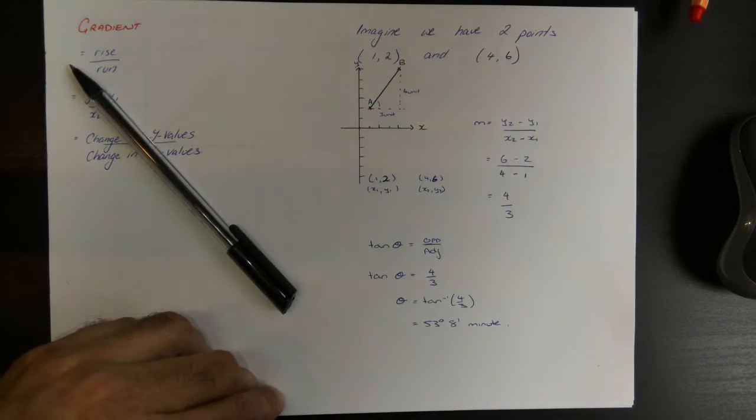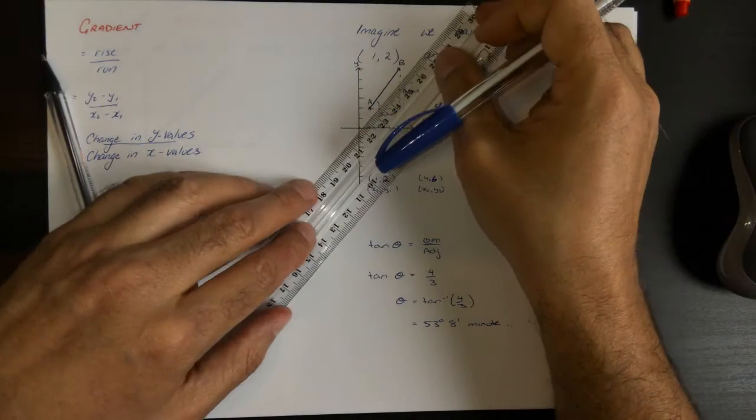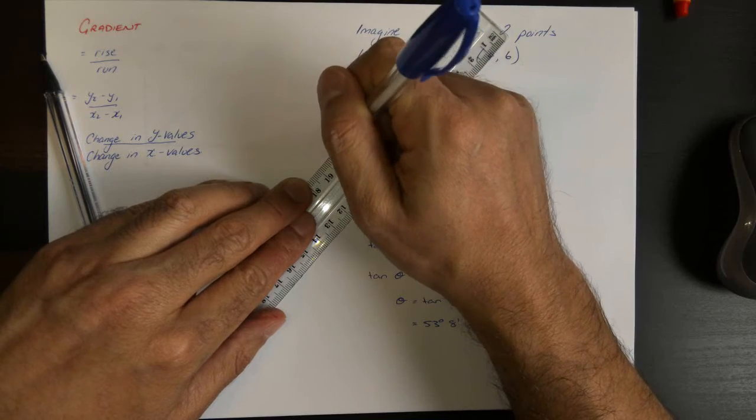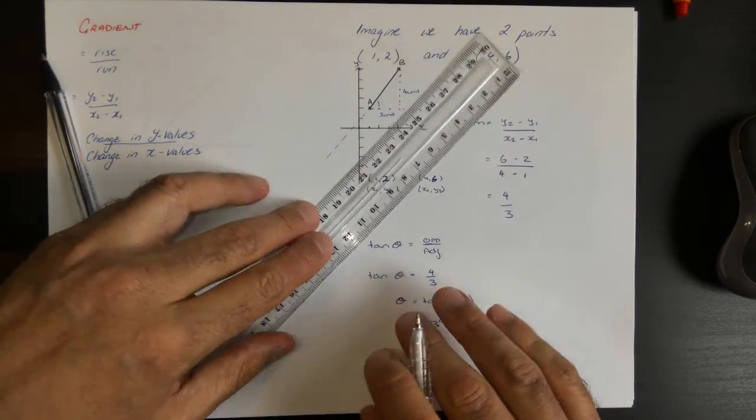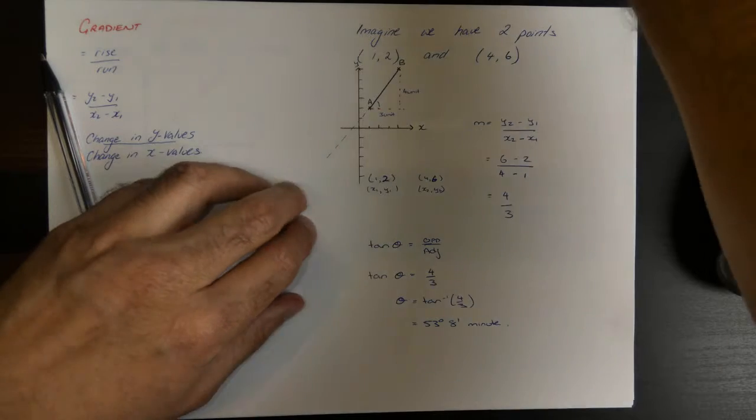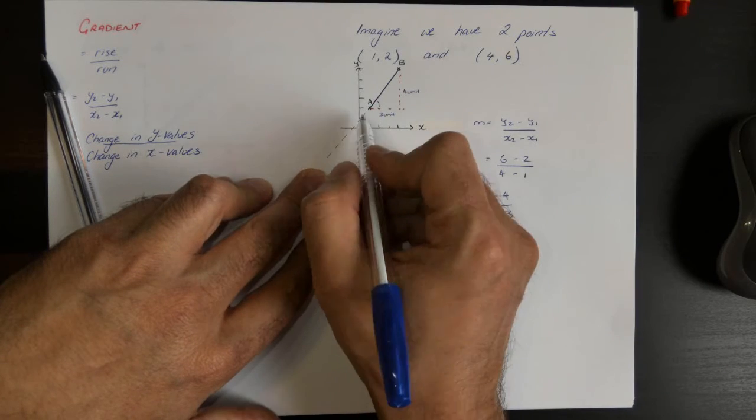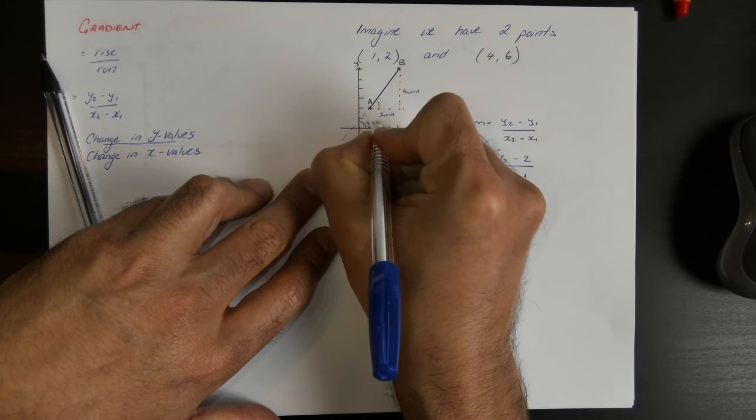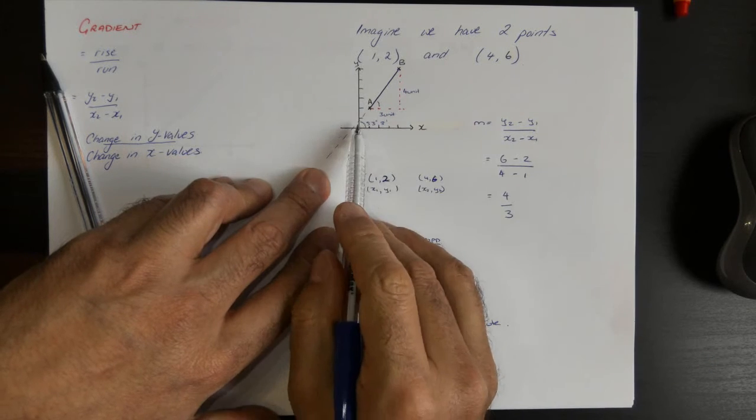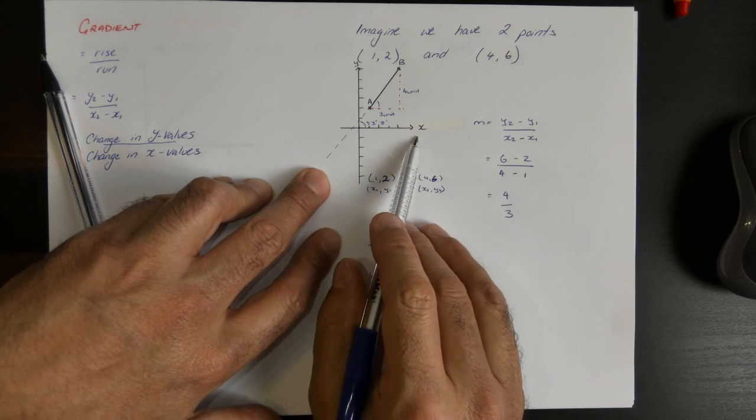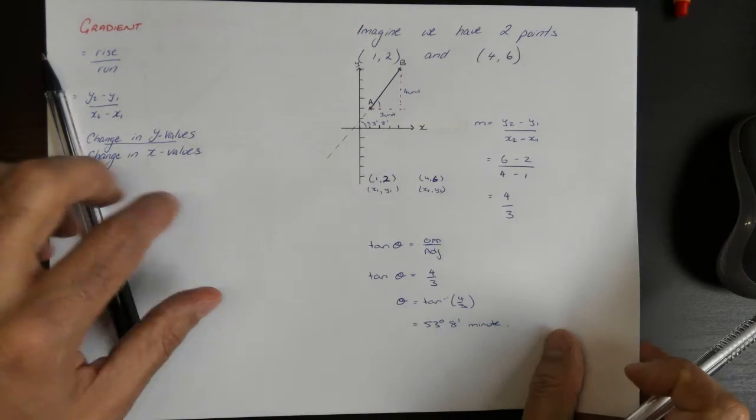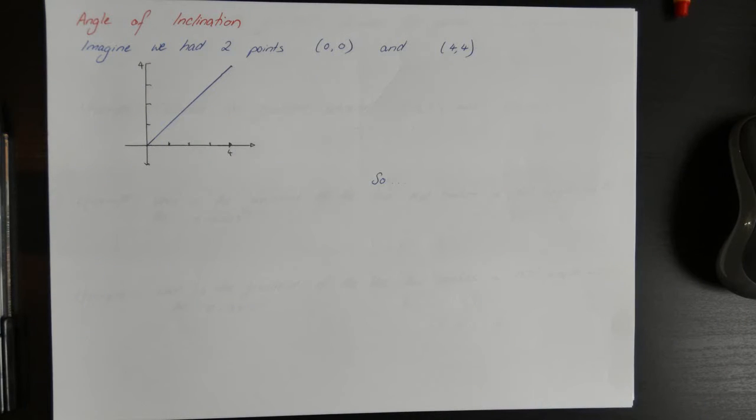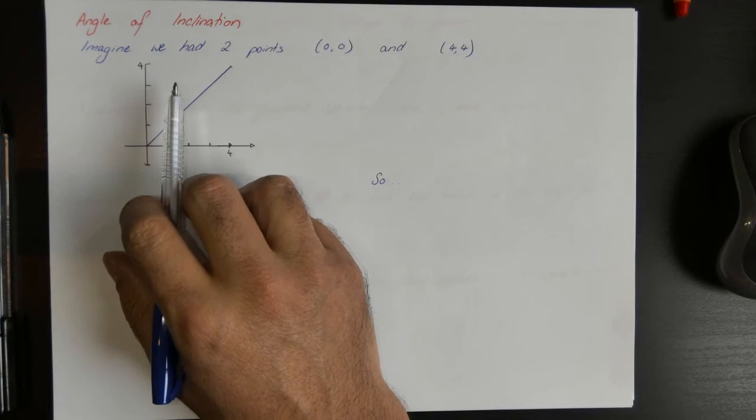So if I was to continue this line, this tells me I'm making a 53-degree angle with the x-axis. Okay. So that kind of takes me on to continue with another example.